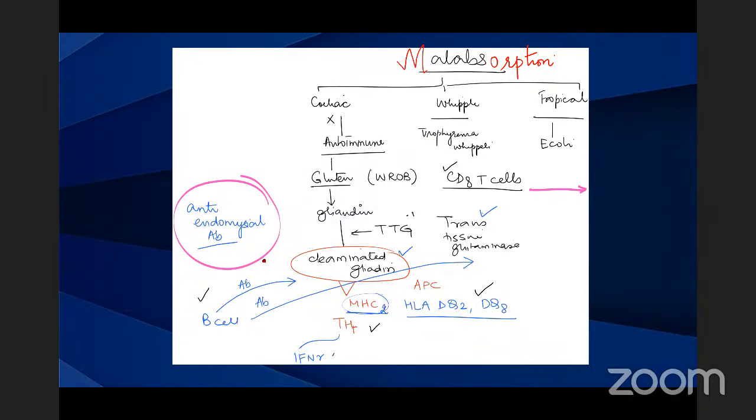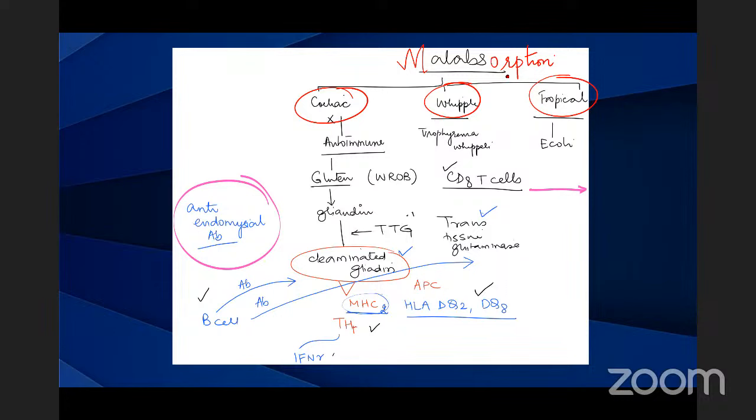So when we talk about malabsorption, guys, there are three types of malabsorption syndromes that everybody should be clear. We have celiac disease, we have Whipple's disease, and we have tropical sprue. So celiac disease is an autoimmune disease. What happens is this occurs due to gluten. What is gluten? Wheat, rye, oat, and barley. What is not gluten? Rice. So jisko gluten sensitivity hoti hai, usko kya khana chahiye? Usko chawal khane chahiye. He should eat rice.